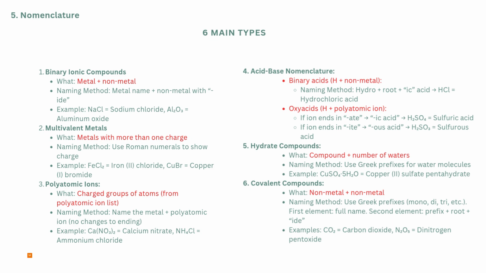Finally, covalent compounds. These are compounds that involve two metals. You use Greek prefixes like mono, di, and tri. The first element keeps its full name. The second uses a prefix plus a root plus an IDE at the end. For example, carbon dioxide. Another example, dinitrogen pentoxide, since there are two nitrogens. You do not add Greek prefixes for binary compounds.